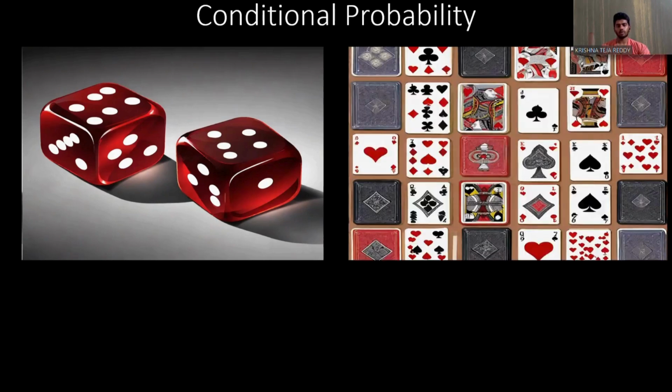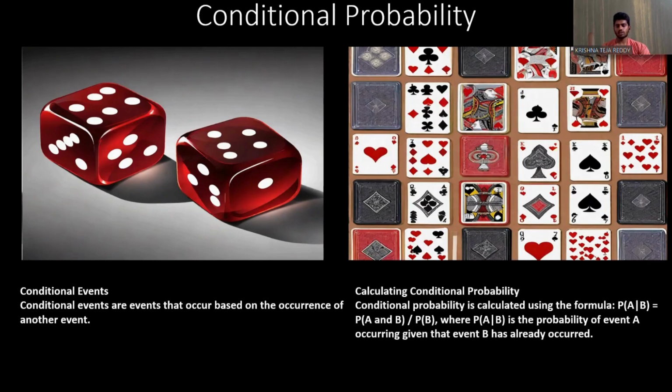Conditional probability. Conditional events are events that occur based on the occurrence of another event. Calculating conditional probability. Conditional probability is calculated using the formula P(A|B) = P(A and B) / P(B), where P(A|B) is the probability of event A occurring given that event B has already occurred.